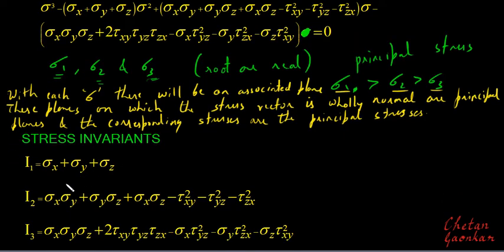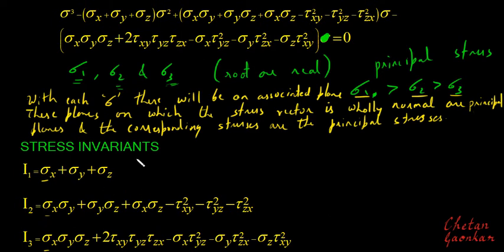as I1. Alright, I can denote this term, sigma x sigma y plus sigma y sigma z plus sigma x sigma z minus all these shear stress square terms, as I2. And then finally this term I can denote as I3. Now these terms will be called stress invariants. I1, I2 and I3 will be called stress invariants.